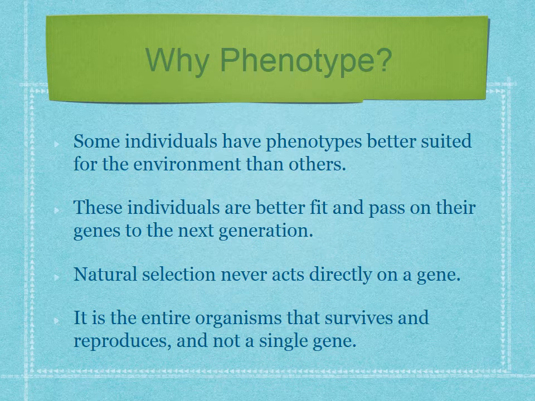So some individuals are going to have a better phenotype suited to the environment that they are in, and these individuals we call more fit. As we said in class last chapter, that means they are more likely to pass on their genes and traits to the next generation. And remember, natural selection never acts directly on a gene. It is the entire organism that survives and reproduces, not a single gene. Okay, so I really want you all to think about that and know that natural selection occurs with the phenotype.